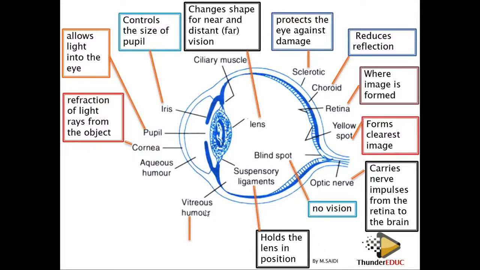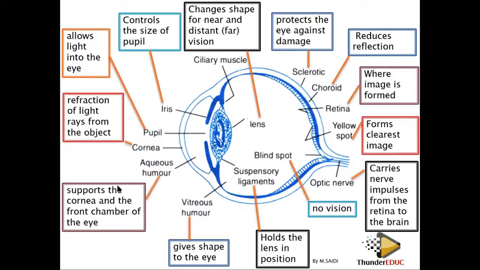Then you have the vitreous humor. The vitreous humor is very important in giving the eye its shape. So this fluid which is found in the eyeball prevents compression. Because it is a liquid, it prevents compression, and then the eyeball can obtain its shape.